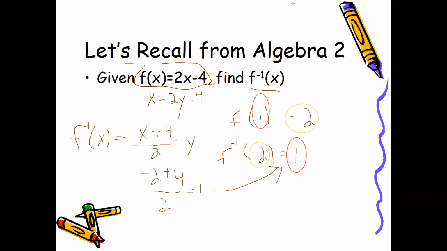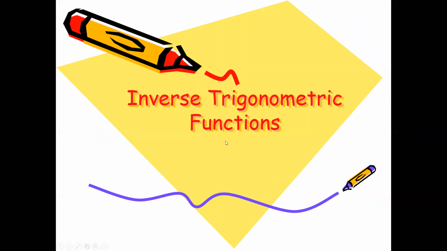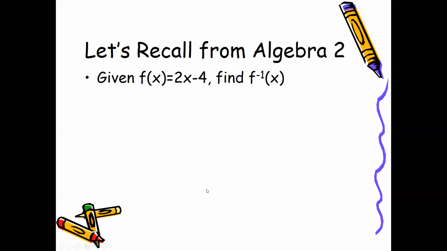Now, graphically, does anyone remember from geometry, when you did transformations, if I wanted to take a point, let's say the point was 4, 2, and then I switched x and y, so now it's 2, 4, does anyone remember what transformation that was?